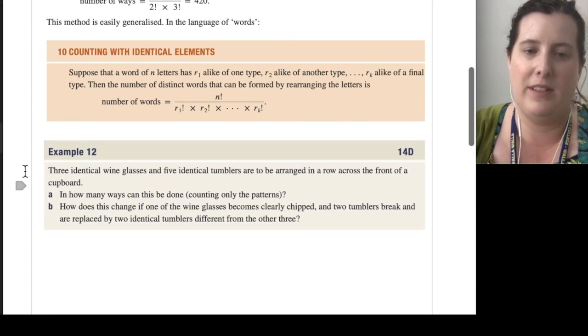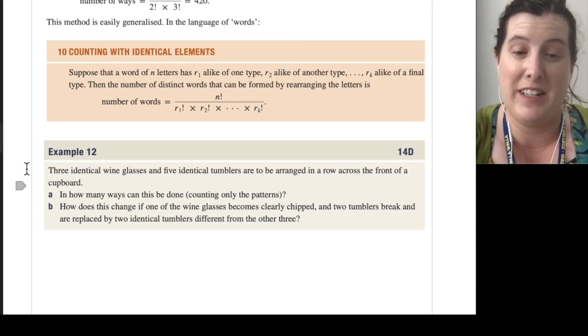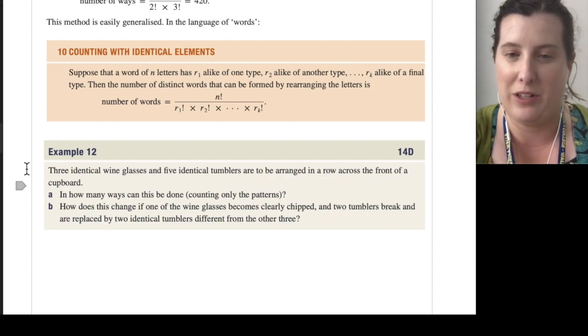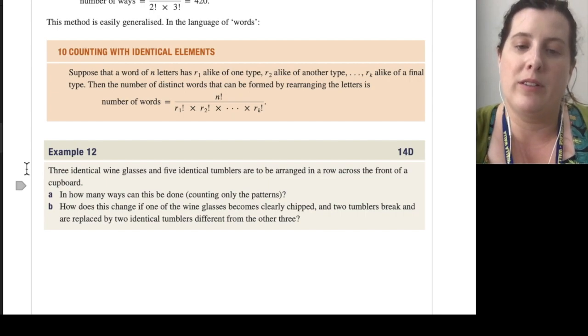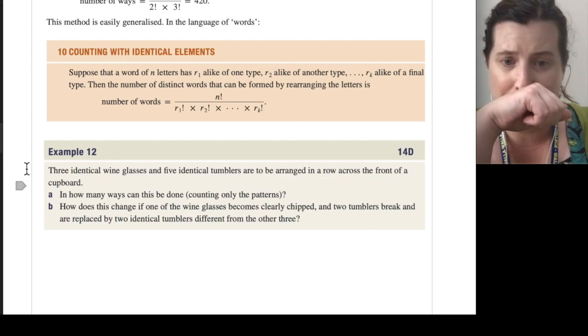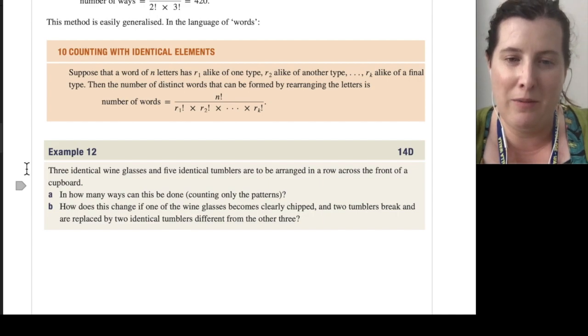So if we have a look at this example, 3 identical wine glasses and 5 identical tumblers can be arranged in a row. This is making me thirsty. Can be arranged in a row across the front of a cupboard. Count how many ways this can be done.